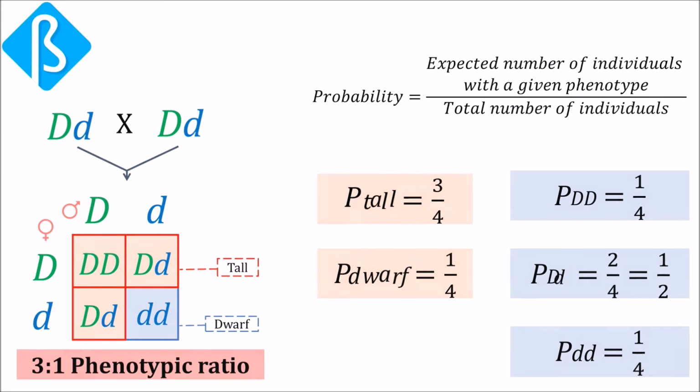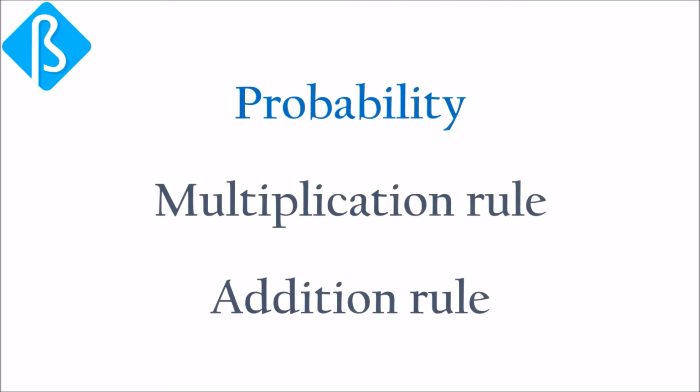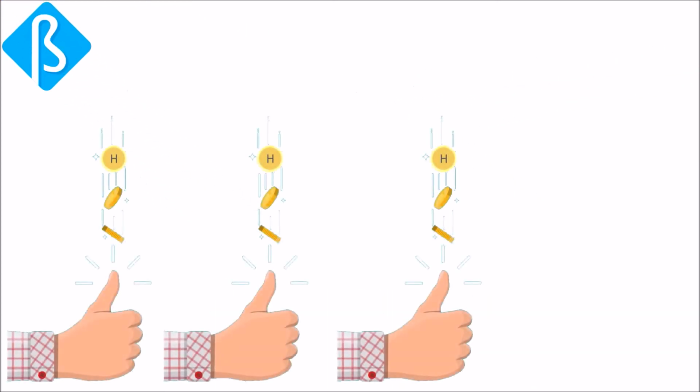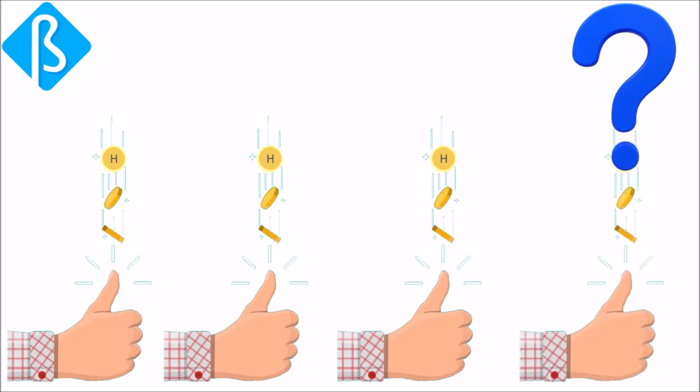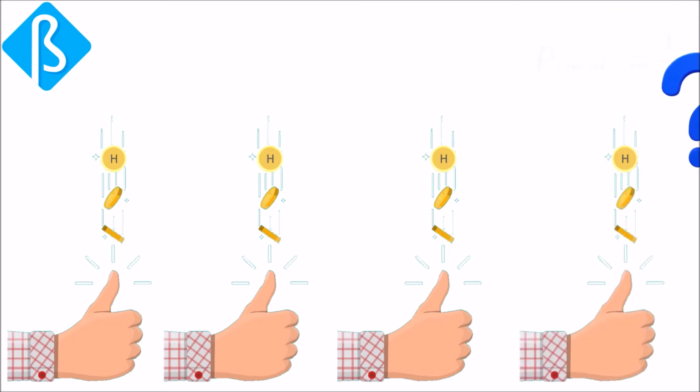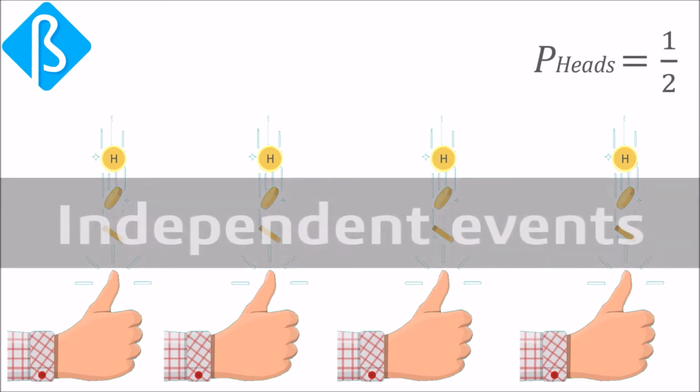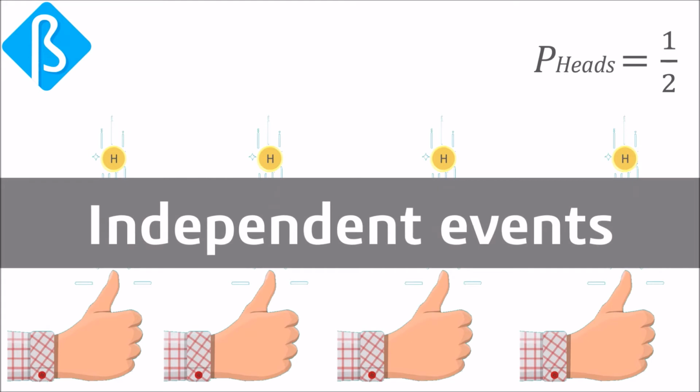Now that we are familiar with the basic concept of probability, let's see how multiplication and addition rules allow us to predict the outcome of crosses. Consider that you toss a coin and it comes up heads 3 times. What is the chance that the next toss will also be a head? The chance is simply 1 by 2, just like any other toss of the coin. These types of events are called independent events, where the current event is independent from the previous one. Here, we follow the multiplication rule.